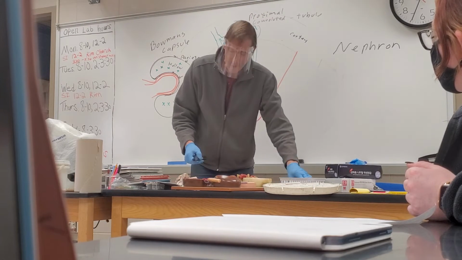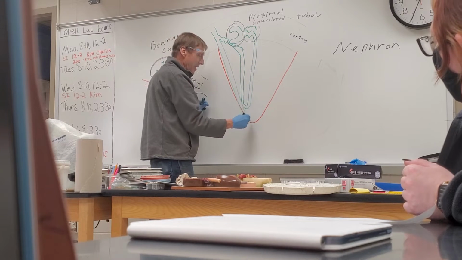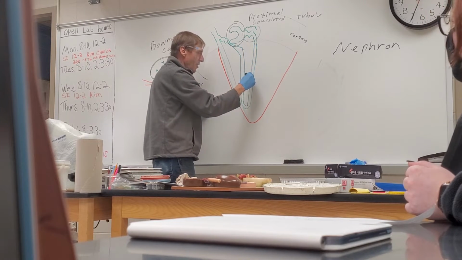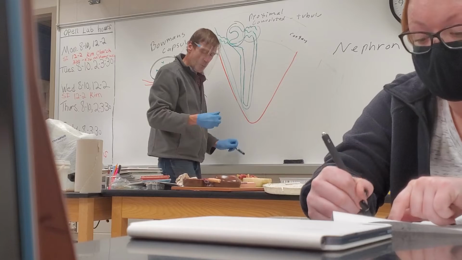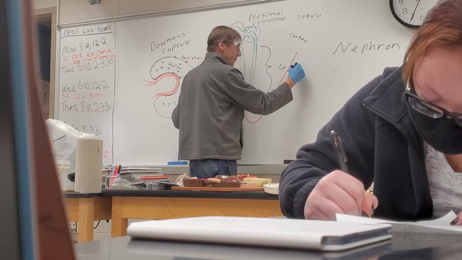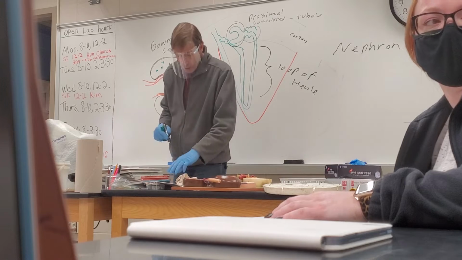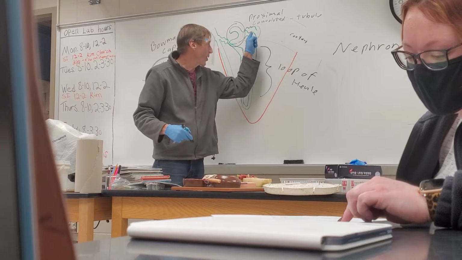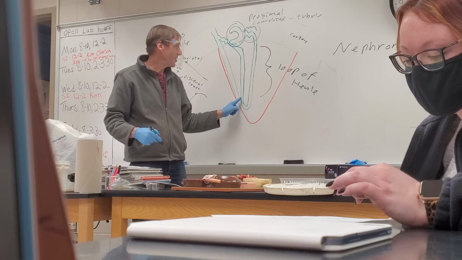Then the proximal convoluted tubule leads down into this big, long hairpin loop that goes all the way down almost to the end of the pyramid, and then it comes right back up. This huge, long hairpin loop is referred to as the loop of Henle, which is number 17. It goes almost down to the tip of the pyramid, to the papillae in some cases, and then back up.